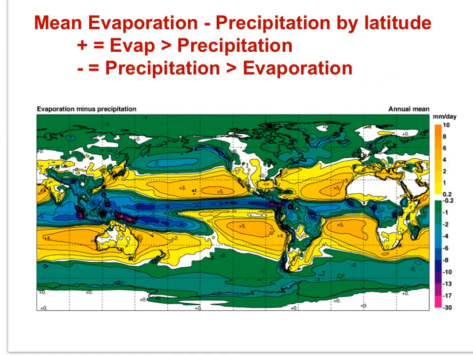This diagram displays evaporation versus precipitation by latitude. Where evaporation is greater than precipitation, values are positive, and where precipitation is greater than evaporation, values are negative. You can see that when evaporation is greater than precipitation, again, positive, colored yellow, we would have deserts. In regions where precipitation is greater than evaporation, say purple in this diagram, we would have rainforests.